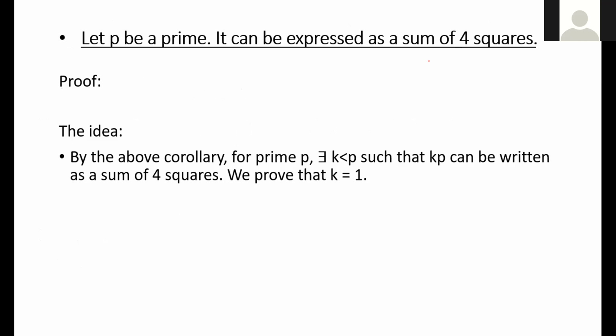So the idea here is clear. We want to prove that k is equal to 1. So we do this in 2 steps. We first show that k is odd, and then we show that k is equal to 1.